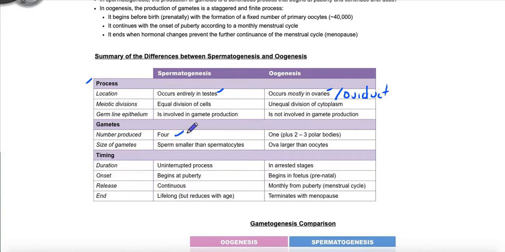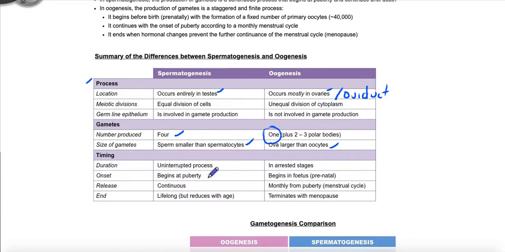You produce 4 gamete cells in spermatogenesis and only 1 functional ovum in oogenesis, and then anywhere from 2 to 3 polar bodies. As far as the size of the gametes, the sperm is smaller than the spermatocytes. In oogenesis, the ovum, or that functional egg, is larger than the oocytes.